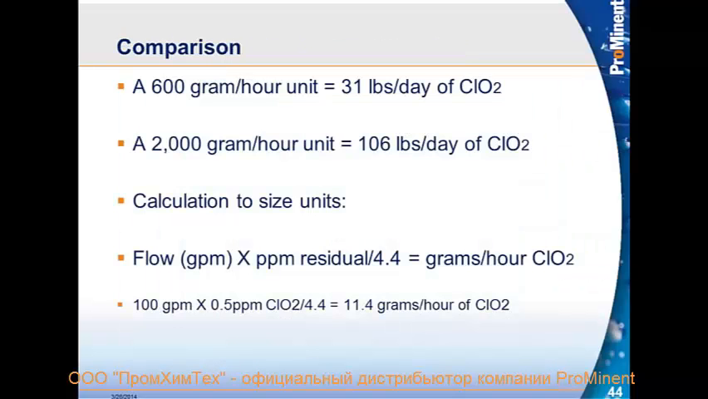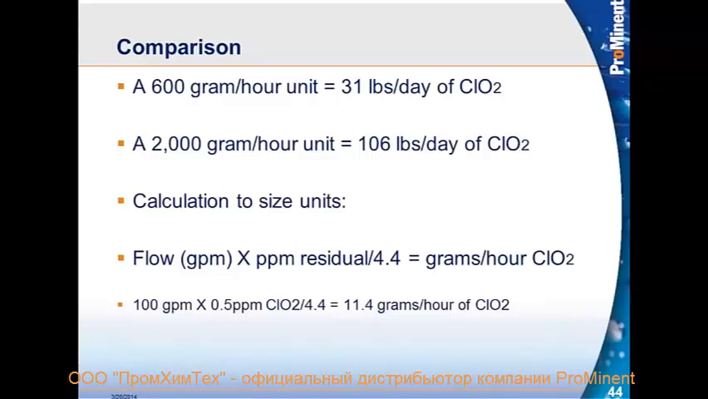to do your disinfection. A lot of people in our industry talk about pounds per day of chlorine dioxide. So a 600 gram per hour unit would give you about 31 pounds per day. And a 2,000 gram unit is the biggest of the CDV series, would give us about 106 pounds per day.